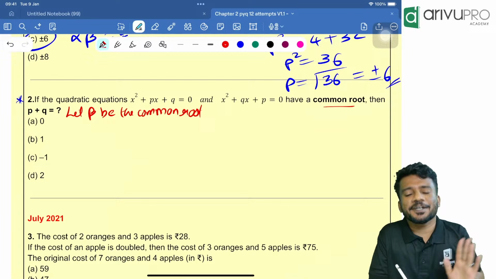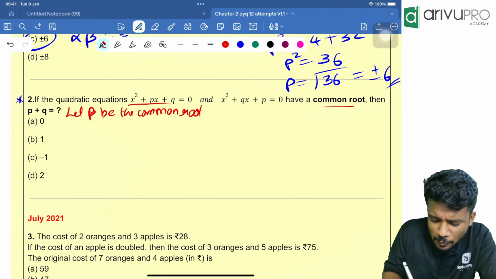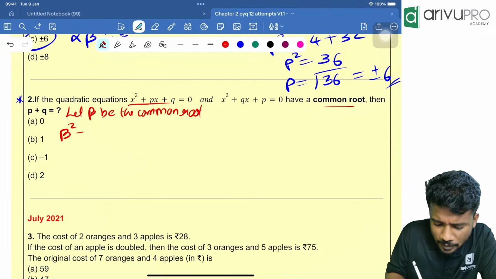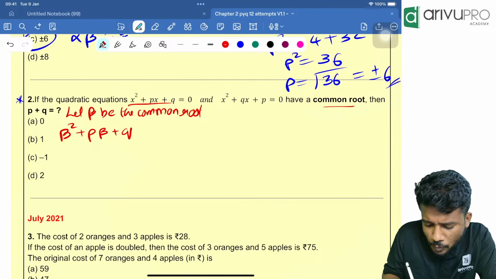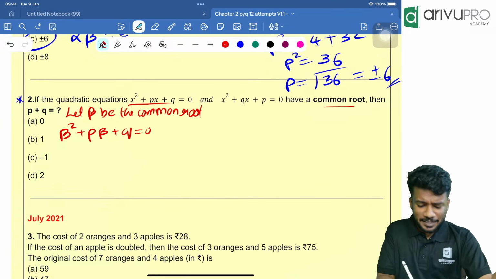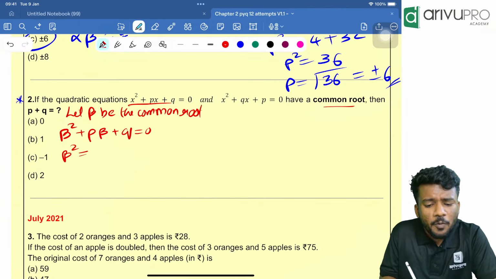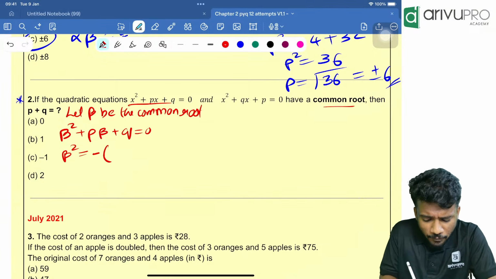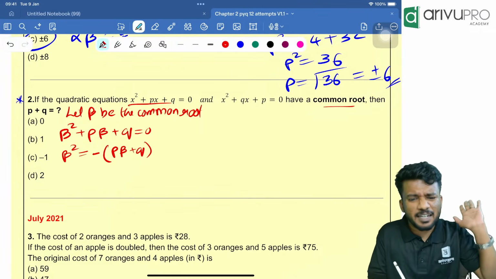Yes, just substitute directly. So if you substitute beta over there, what will happen? This first equation will become beta square plus p into beta plus q is equal to 0. Then from that you find beta square. The beta square is nothing but minus of p into beta plus q. Correct? Till there everything is fine.